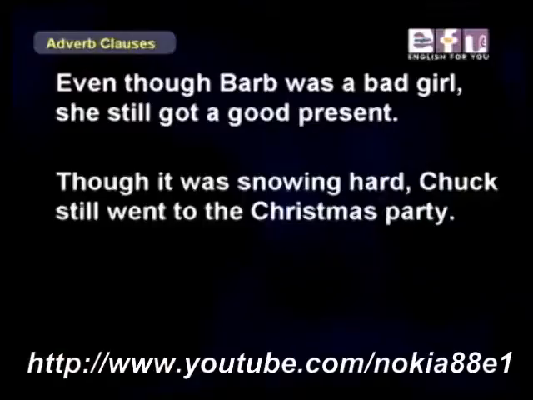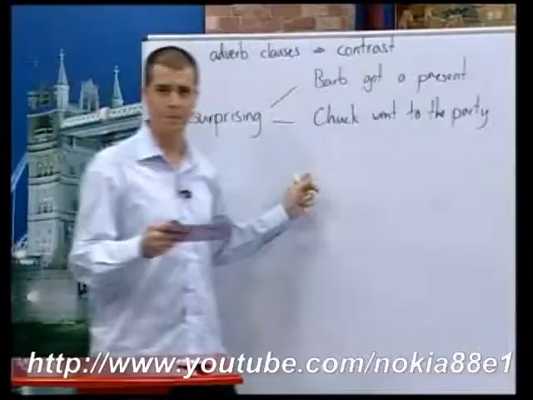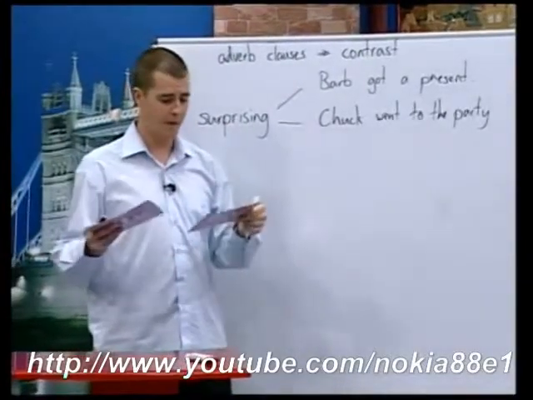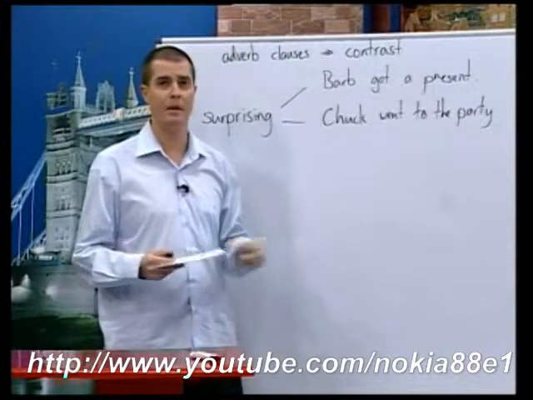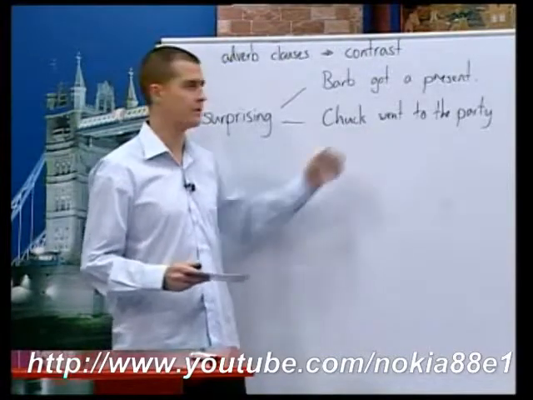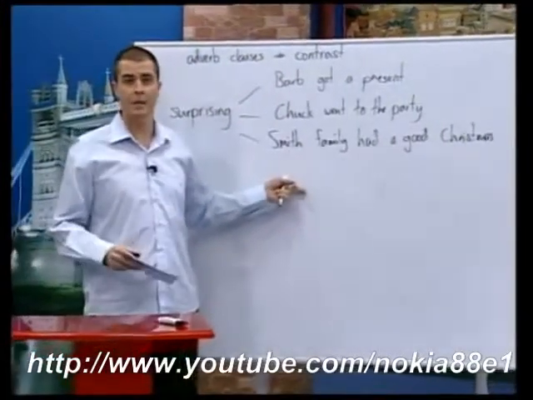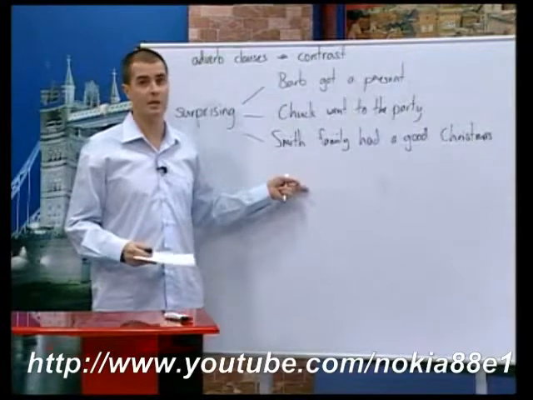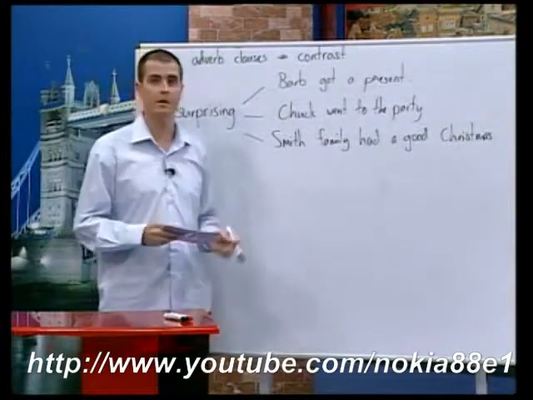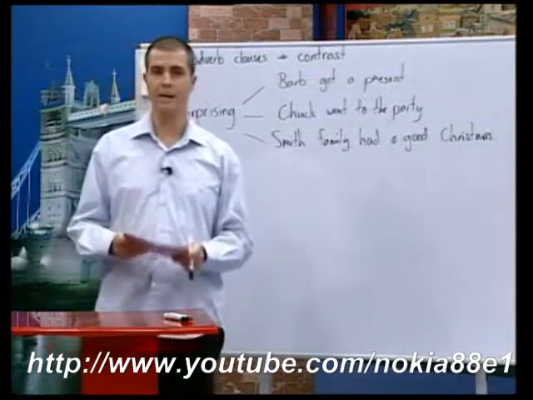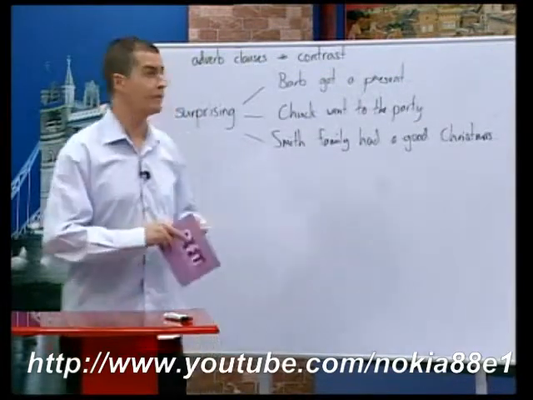Wow, it's a surprise. In the second sentence, Chuck went to the party. This is surprising because it was bad weather, it was snowing hard, but Chuck went to the party. That's a surprise. And in the third sentence, the Smith family had a good Christmas. This is a surprise because there weren't many presents, but they still had a good Christmas.